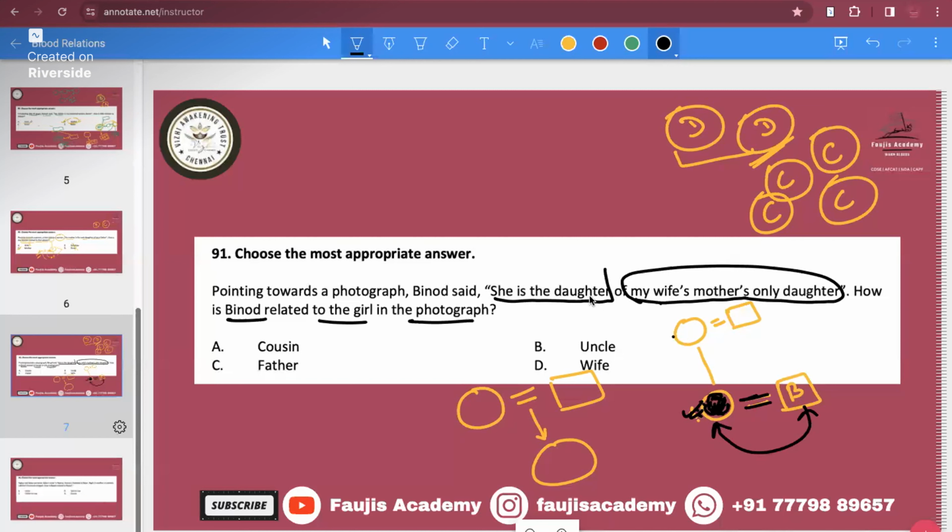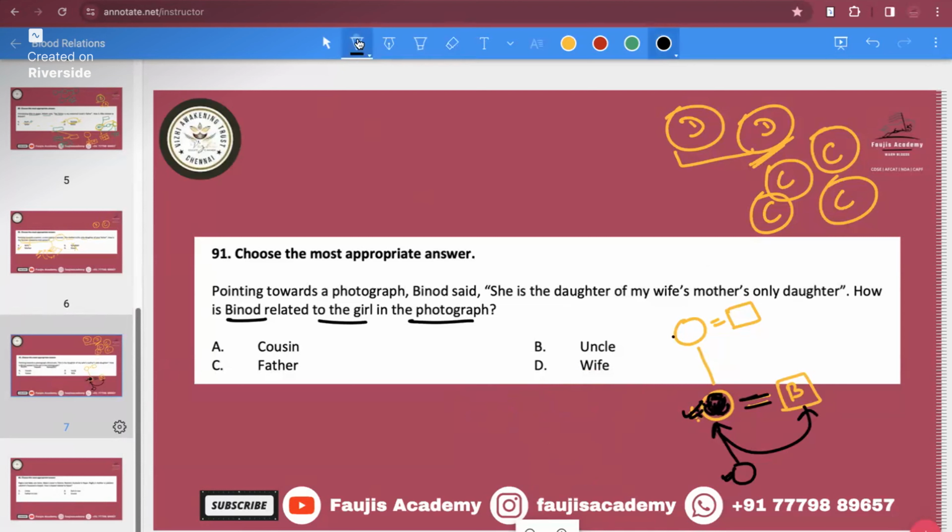She is the daughter. If we say like this, there's one more. Let's include that. She is the daughter of my wife's mother, only daughter. Yes, you are right. You are right, Harita. Very good observation. Thank you so much. We need to practice.